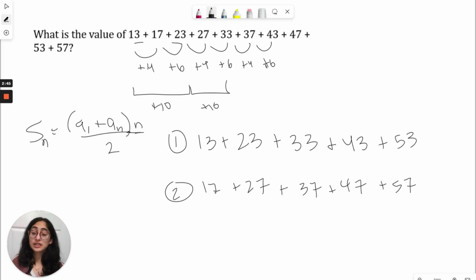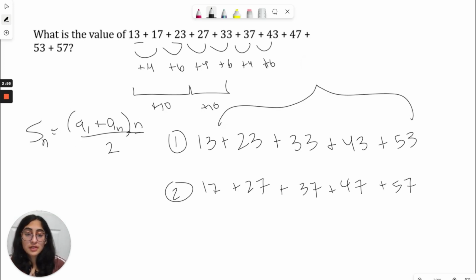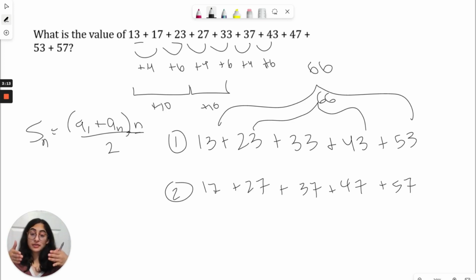So let's just look at this first sequence. The sum of the first term and the last term, 13 plus 53, is equal to 66. But if you notice, the sum of the second term and second to last term, 23 plus 43, is also 66. So the sum of our sequence is just going to be 66 for the first and last, plus 66 for the second and second to last, plus 33, which is half of 66.